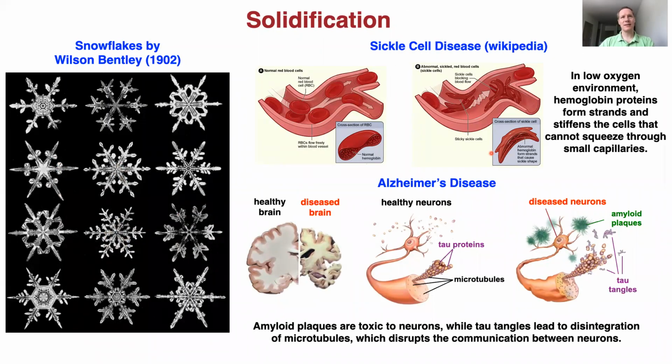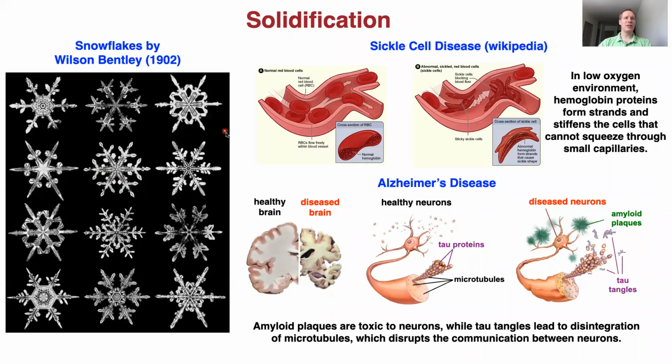Okay, so the last slide that I have before I take a little break for questions and answers is about the process of solidification, and even the process of solidification can give rise to interesting patterns. For example, on the left, you're seeing snowflakes that were imaged by Wilson Bentley more than 100 years ago, and these snowflakes form hexagonal crystals just because of the nature of the water molecule bonds.